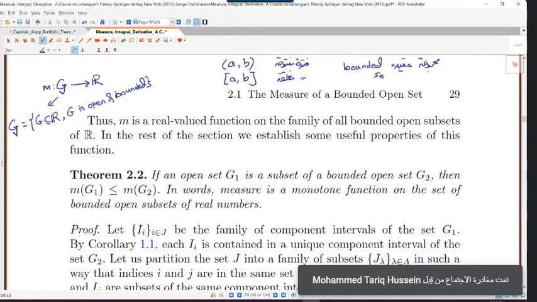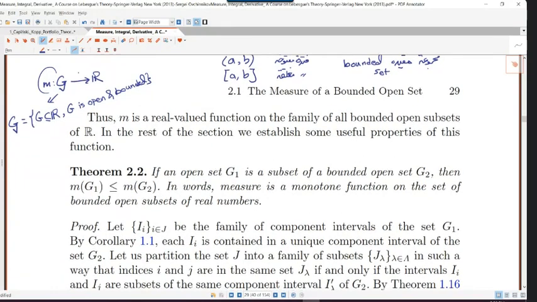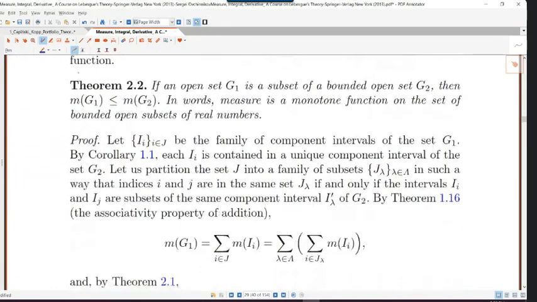Bounded set. Okay. So M is a real valued function on the family of all bounded open subsets of R. In the rest of the section, we establish some useful properties of this function. Okay, we will investigate the properties of the measure function.